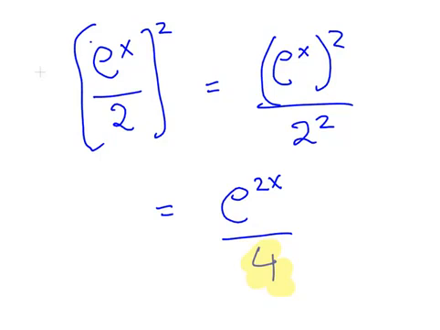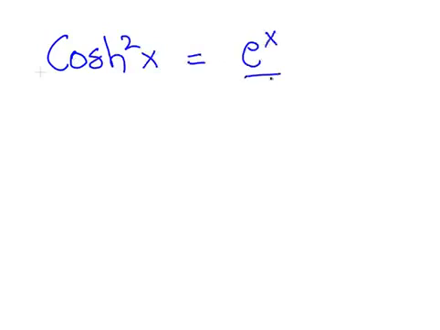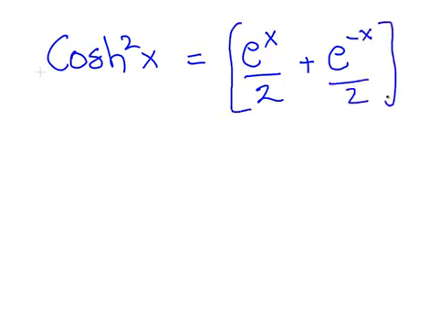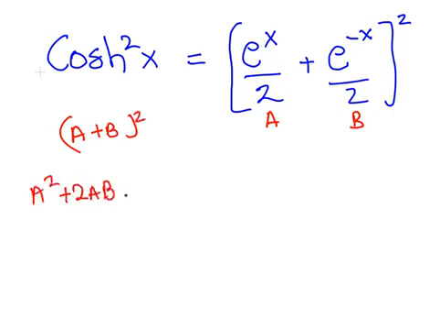Let's quickly just see how we might square sinh and cosh. So we'll just finish up on this. Cosh squared of x equals e to the x over 2 plus e to the minus x over 2, squared. Okay. Oops, let's put proper 2 in there. And so we're going to let this equal a, and we're going to let that equal b. So a plus b squared, okay, is a squared plus 2ab plus b squared.